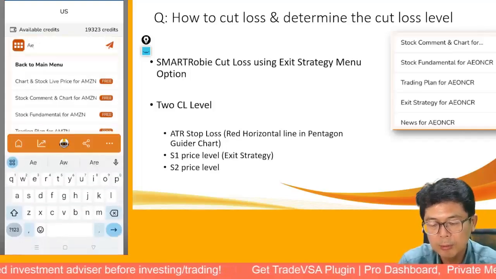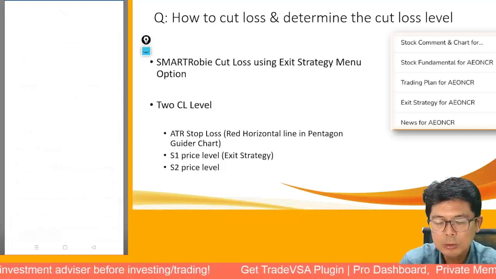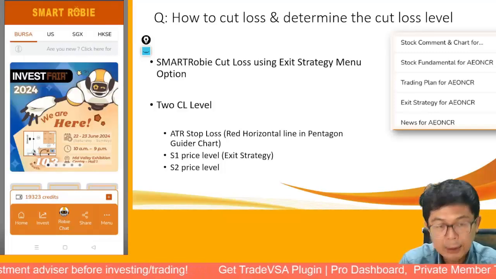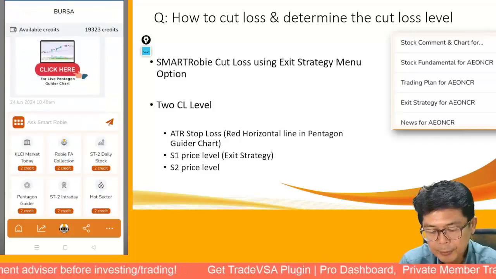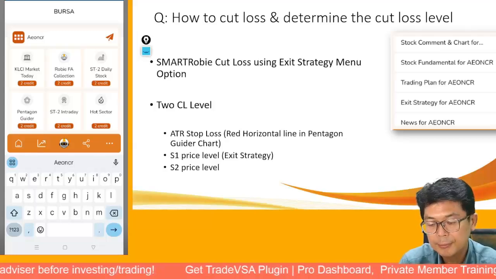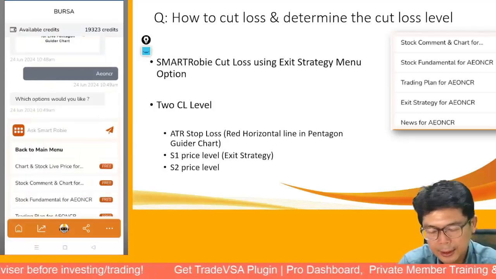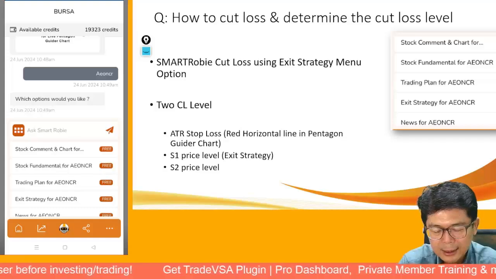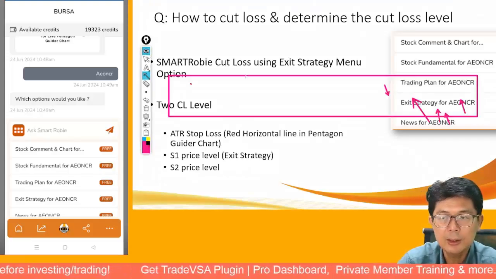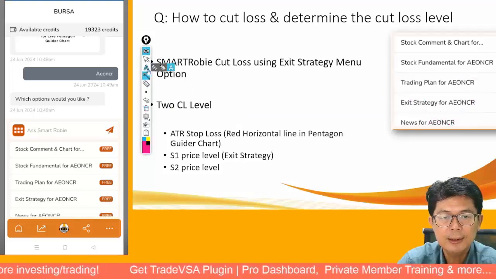So you want to go on to Aeon, but let's switch back to the Malaysian chart, typing the home page, go to Bursa, click on Robie chart, and let's look at Aeon Credit. All right, and let me just share with you in here. So from the chart, look at the trading plan. Look at the exit strategy. Let me just erase this.